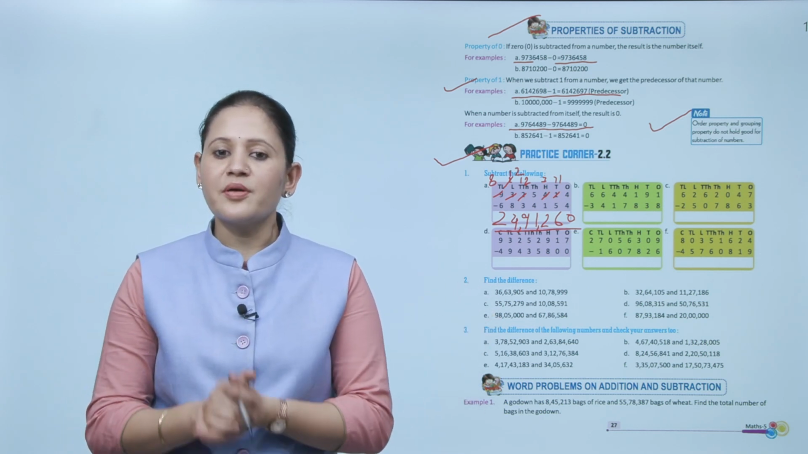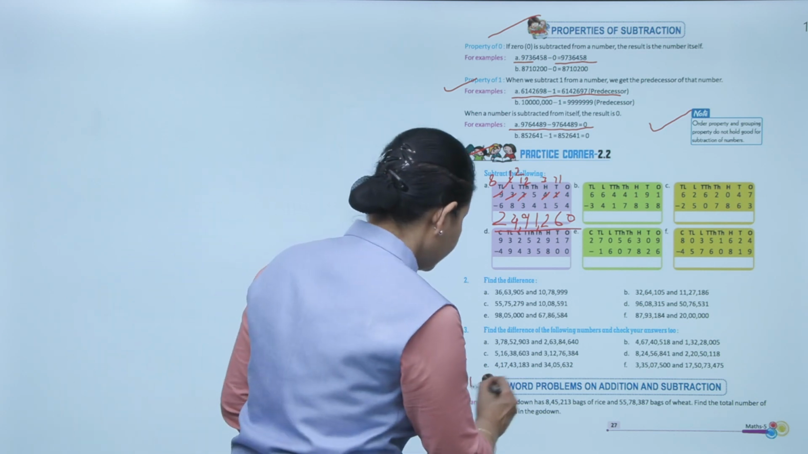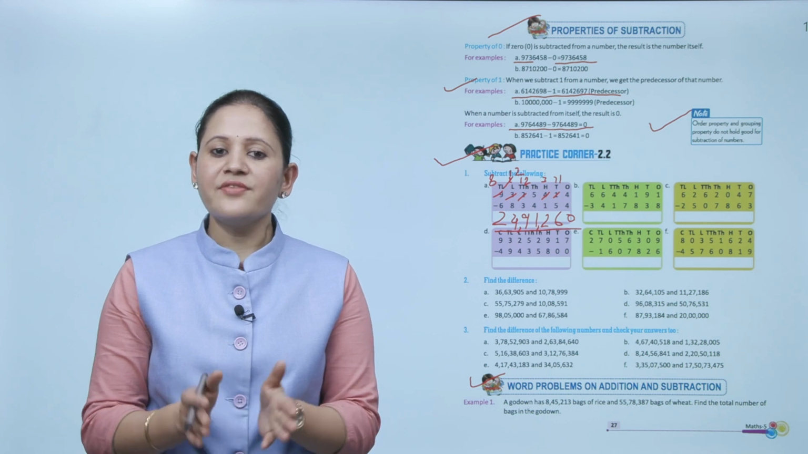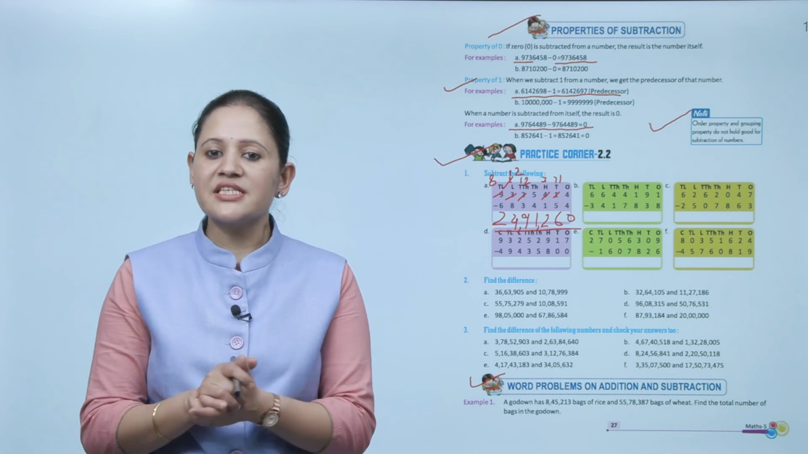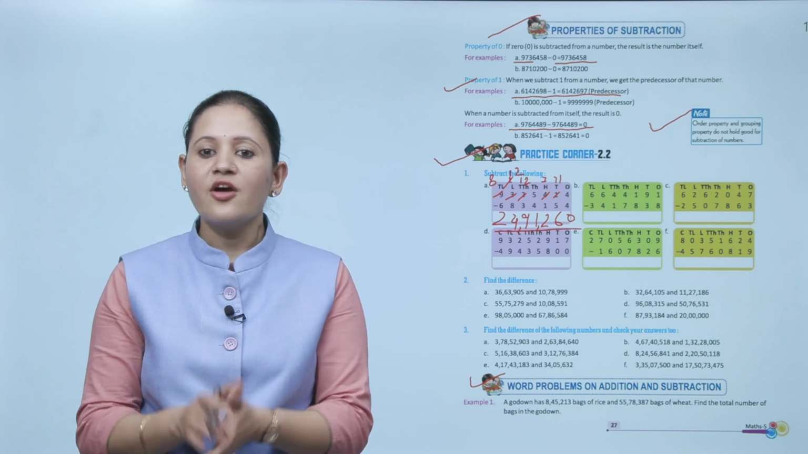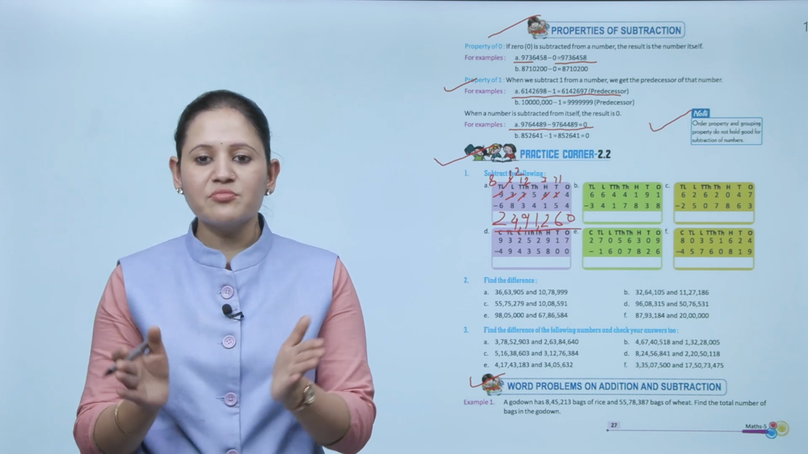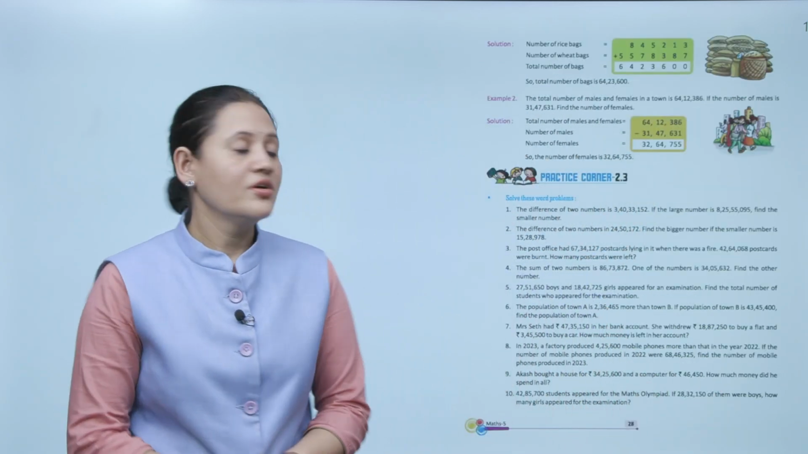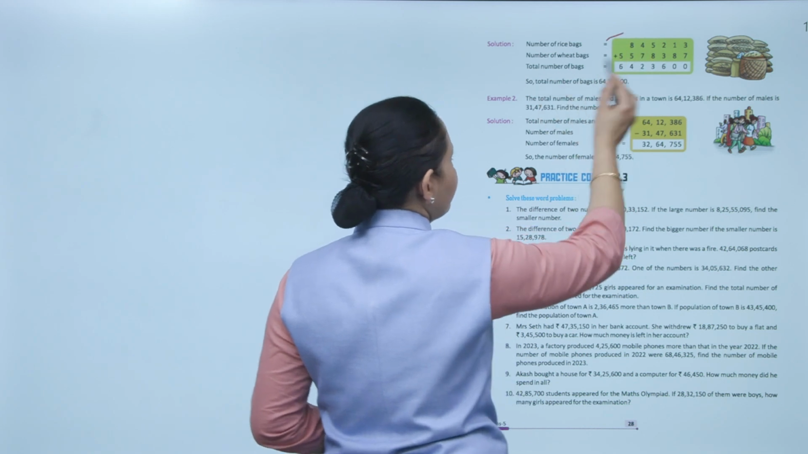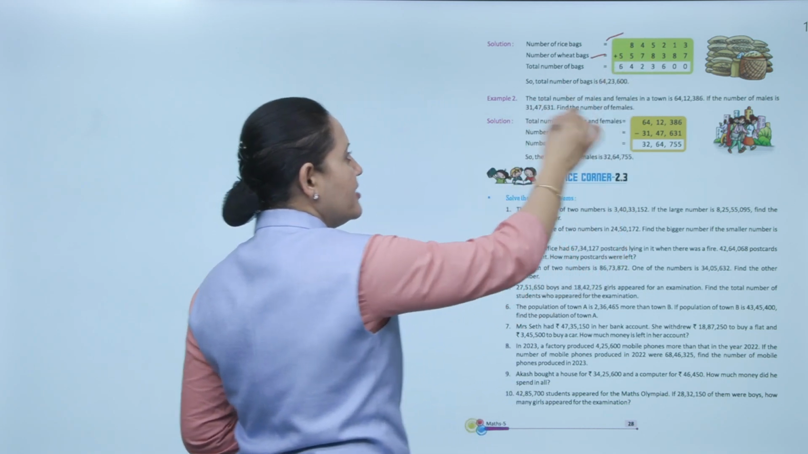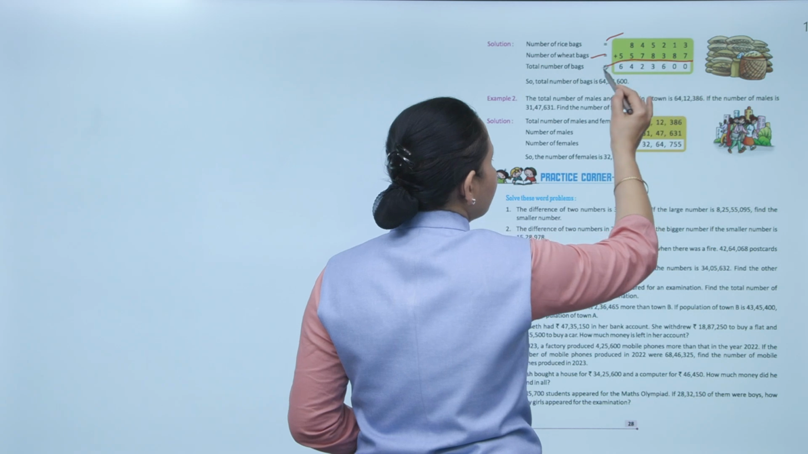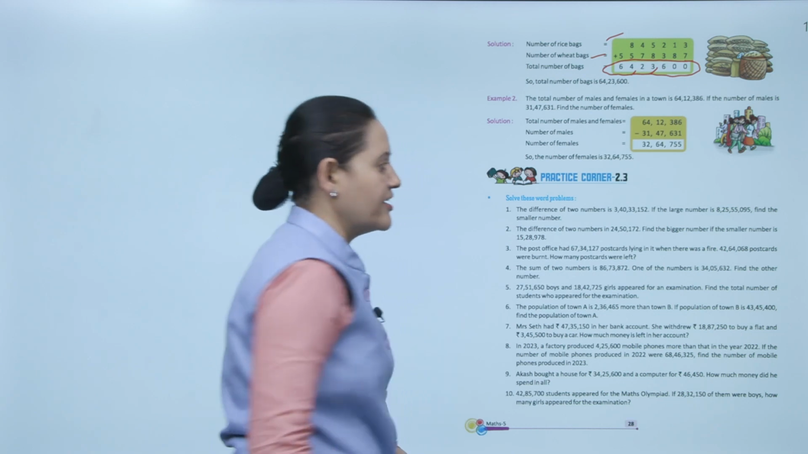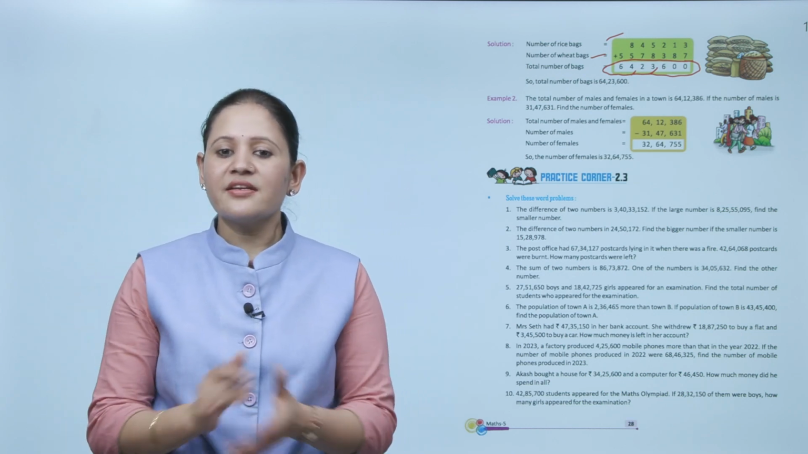Next is word problems on addition and subtraction. Now we will take an example. A godown has 8,45,213 bags of rice and 55,78,387 bags of wheat. Find the total number of bags in the godown. Total number means we have to add them. So number of rice bags is this, number of wheat bags is this. So for the total number of bags, we will add them together, and that is 64,23,600. Clear?